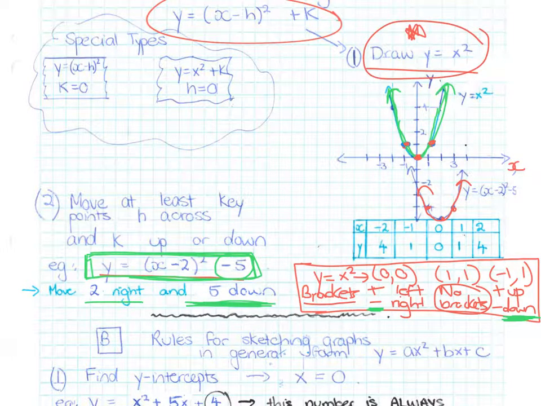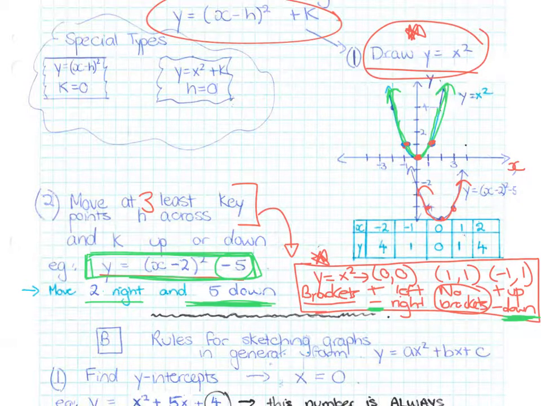1, draw y equals x squared. You do that using these points down here. And then you move key points. 3 key points: h across and k up or down. What that means is if it's in brackets, you move it across. If it's not in brackets, you move it up and down.